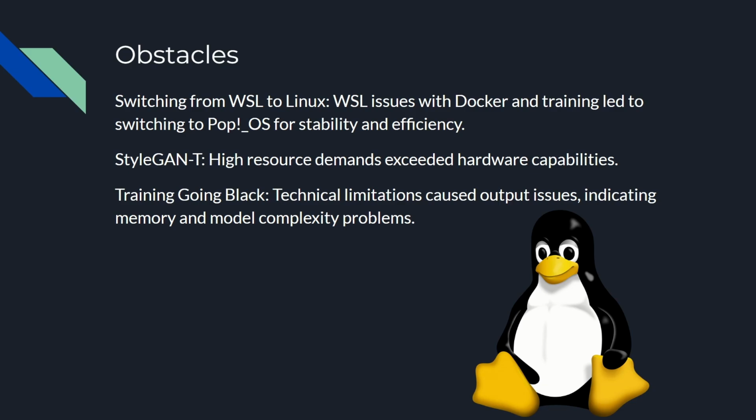StyleGAN-T. We faced significant challenges with StyleGAN-T due to its high resource demands, which exceeded our hardware capabilities and led to training inefficiencies. Training going back due to technical limitations. During training, we experienced issues where the outputs would go black, indicating potential problems with memory limitations and model complexity, which hindered our progress.